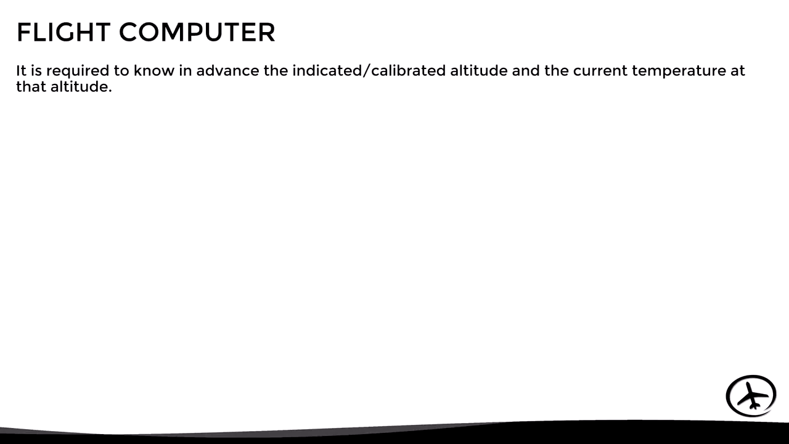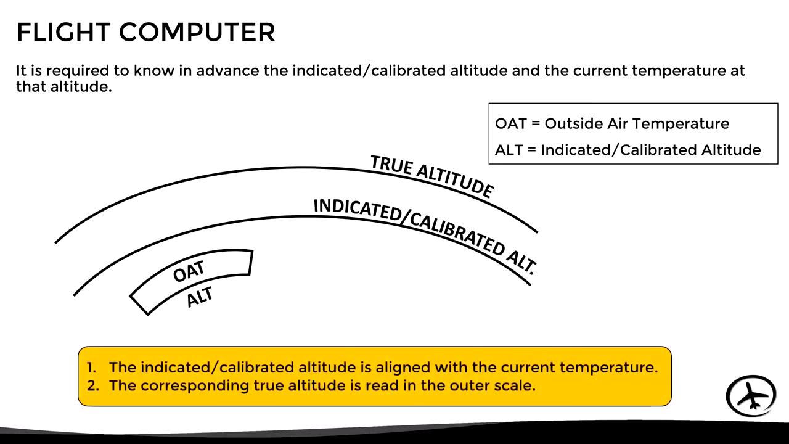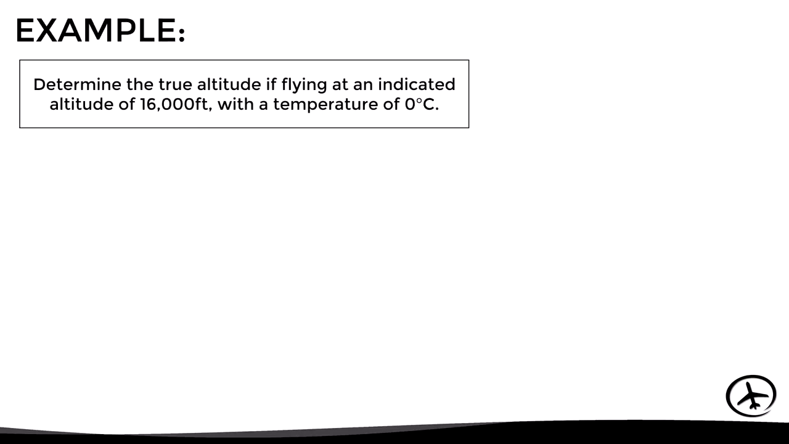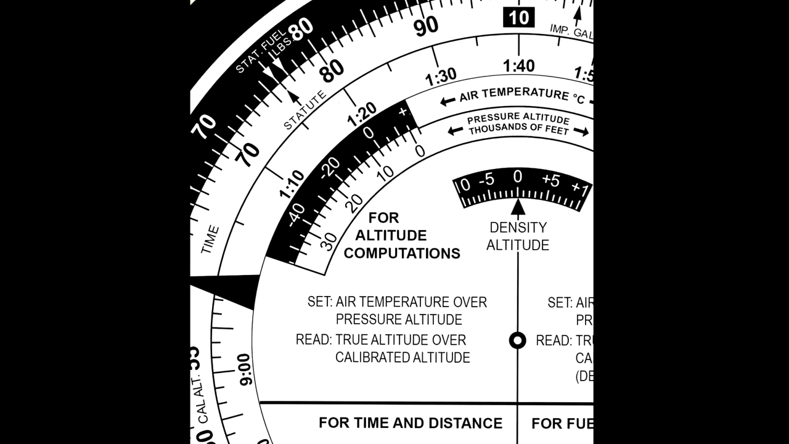To use it, it is required to know in advance the indicated or calibrated altitude and the current temperature at that altitude. Then, the first step is to align the altitude with the corresponding temperature. And then, read the corresponding true altitude in the outer scale. Let's see a practical example. Suppose we want to determine the true altitude if flying at an indicated altitude of 16,000 feet with a temperature of 0 degrees Celsius. Well, first we have to align the altitude of 16,000 feet with 0 degrees Celsius on this scale.